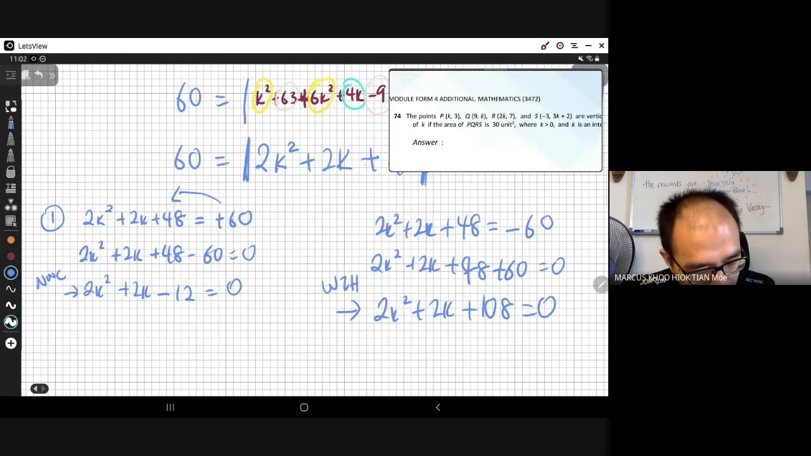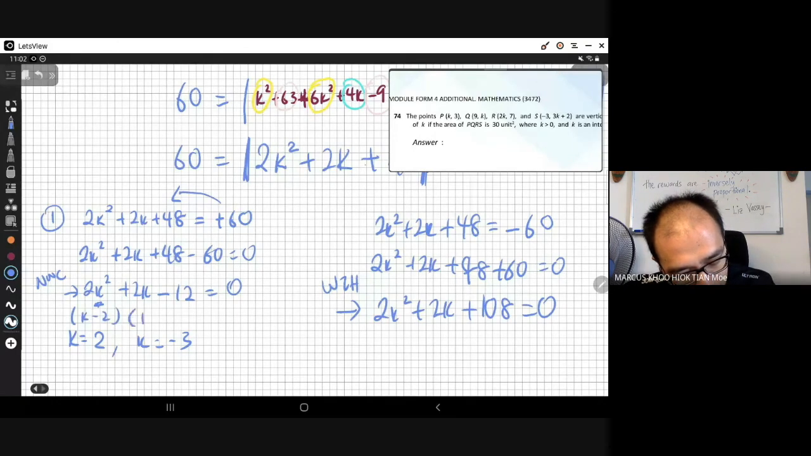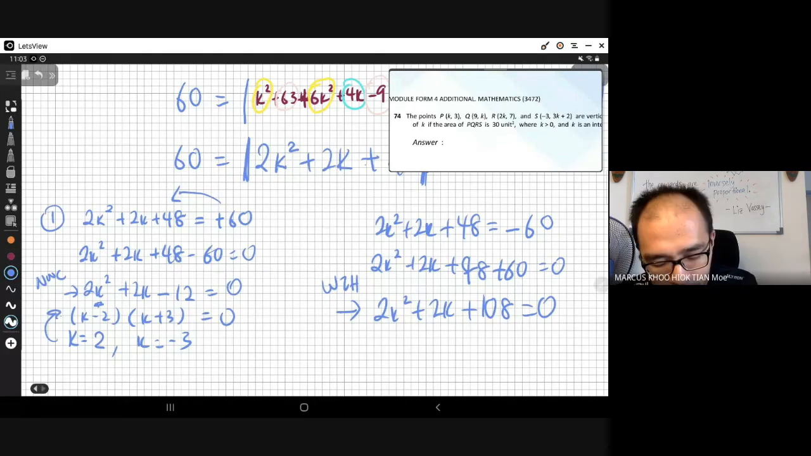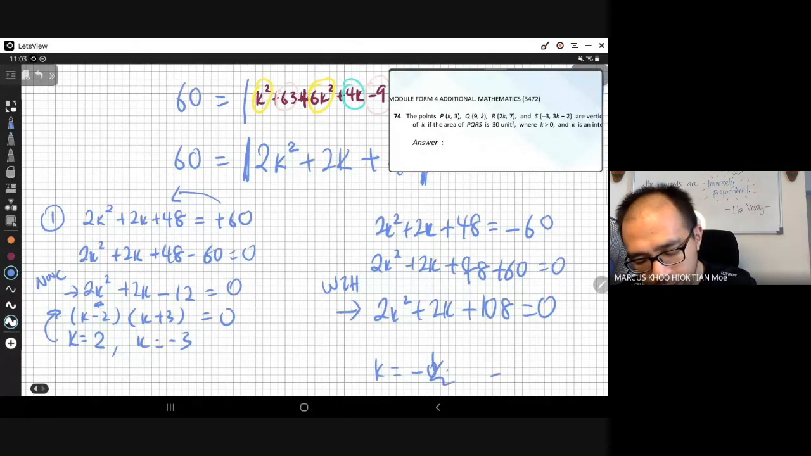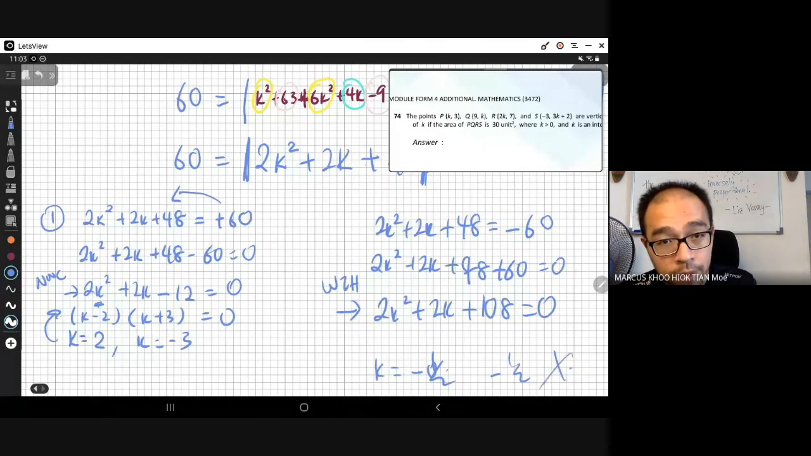Okay, 2 and negative 3. So k equals to, I'm going to use k because we're using k here. k equals 2 and k equals negative 3. So this one will be k minus 2, k plus 3 equals 0. Remember to do this, guys, okay? Anyway, for the other equation you're going to get two negative answers, negative half and negative half. Okay, which cannot. You know why?